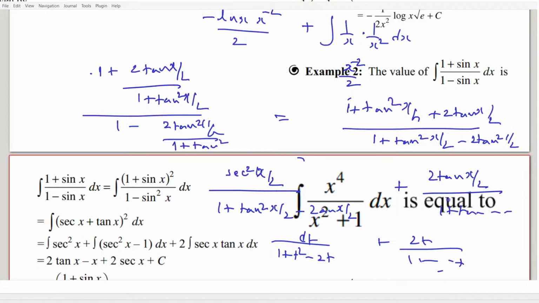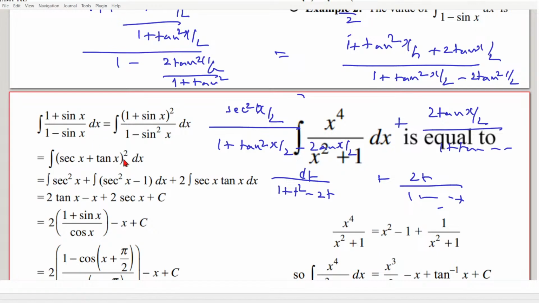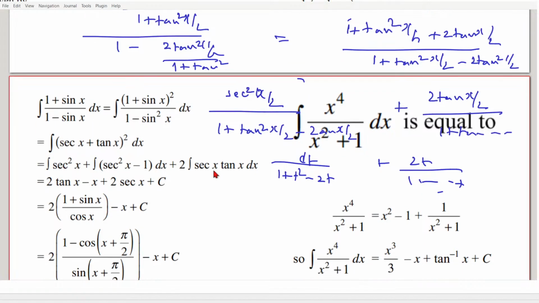Even partial fractions will work here. Partial fractions, you still need it in terms of t, right? But it is tan x by 2. We have to take some substitution, right? Okay, or otherwise, what this fellow has done, I think this one will work. This one is pretty straightforward, no?